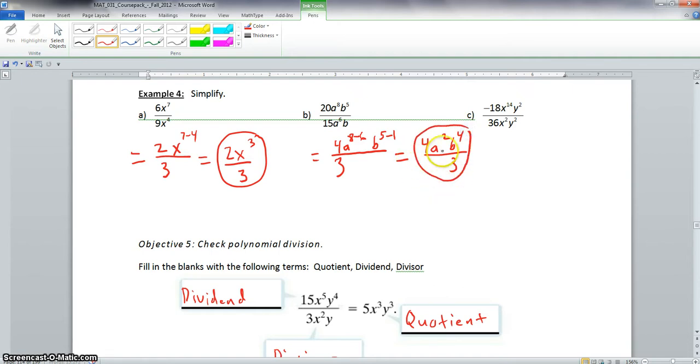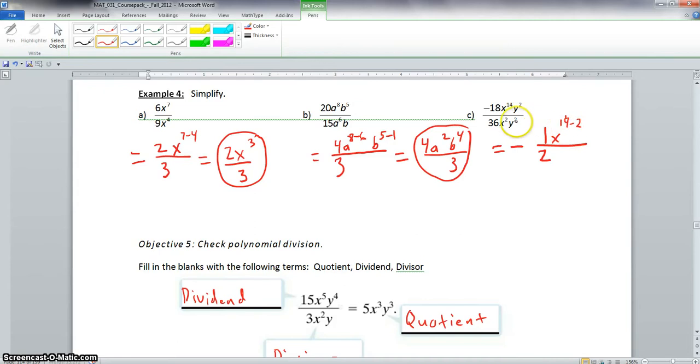And that is our final answer here. Now we come here to C. Now of course we know our final answer is going to be negative, so we could put our negative here. Now 18 and 36 both have 18 in common. So we know our denominator would be 2 here, our numerator would be 1. Now x to the 14th over x squared will give us x to the 14 minus 2.